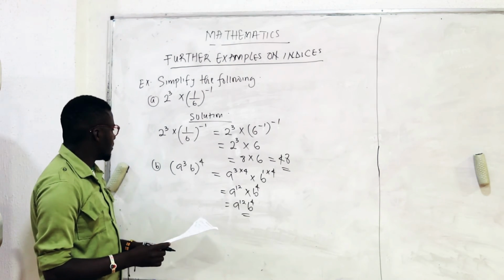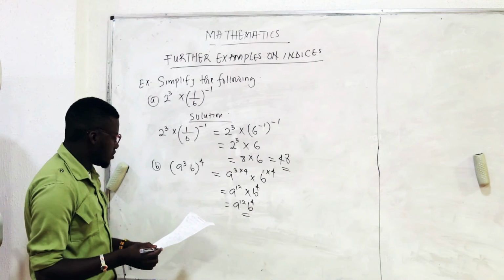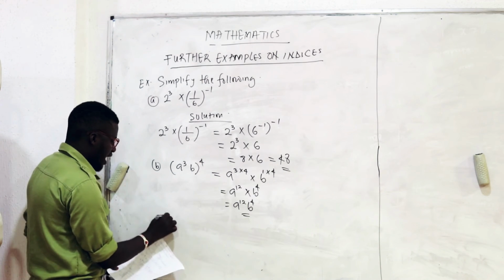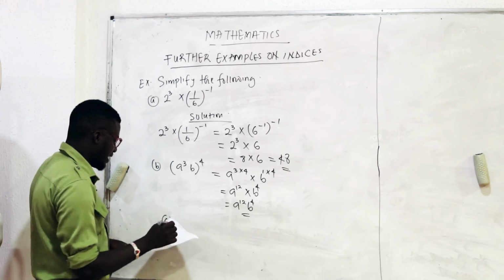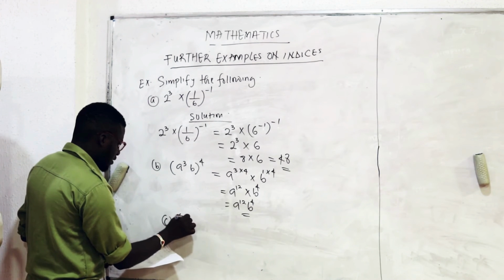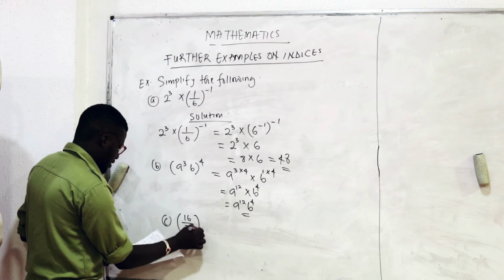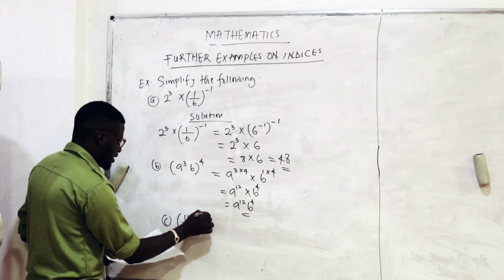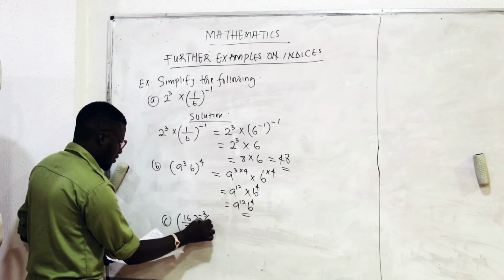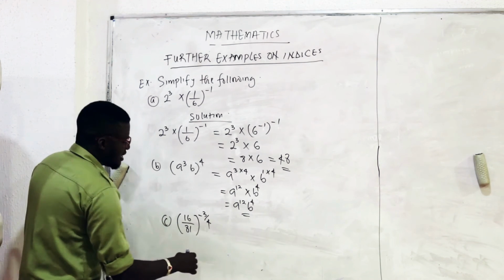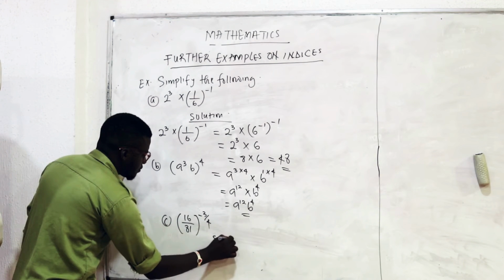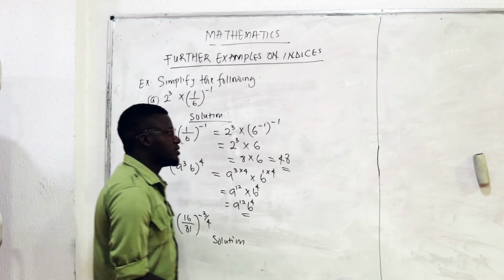So I'll move to the third example. For the third example, it says I should simplify 16 over 81, all raised to the power of minus 3 over 4. So if I'm solving this now, solution, I'll come to this side.